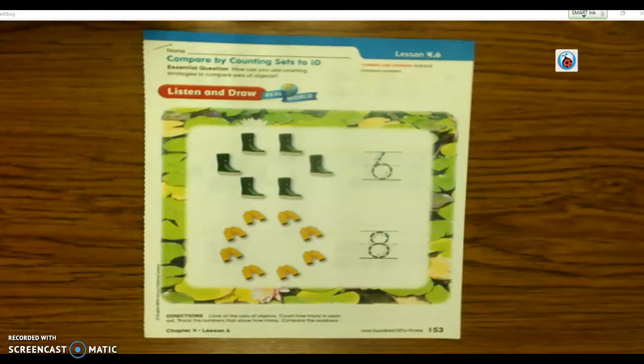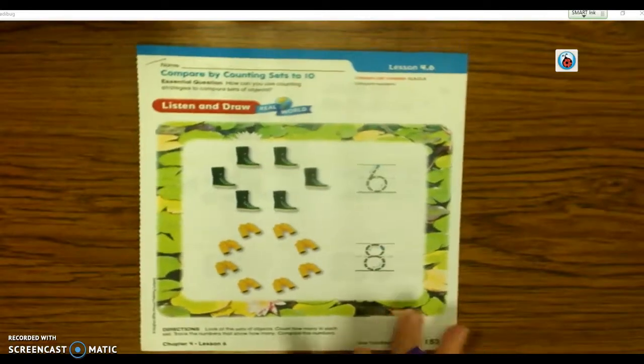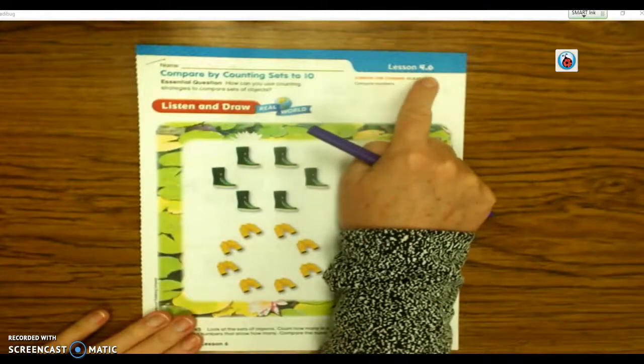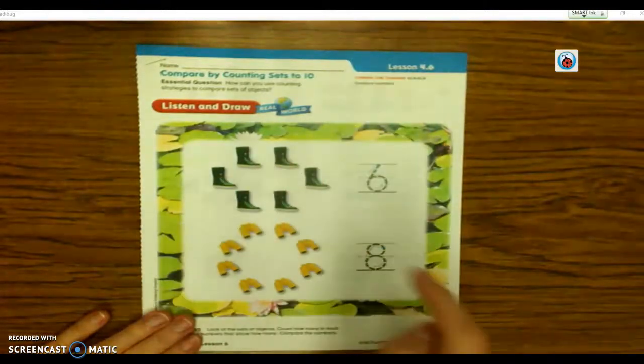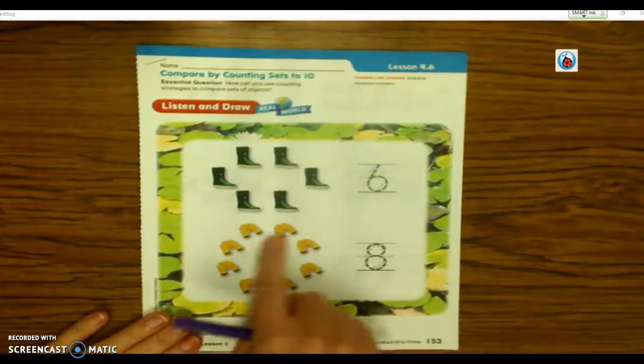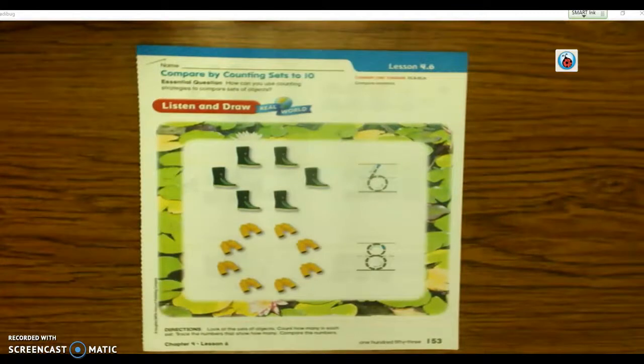All right, so in your math packet, you should have the math page. It's got 4.6 at the top. You see some rain boots. I think these are some binoculars. The directions say, look at the sets of objects, count how many are in each set, trace the number.